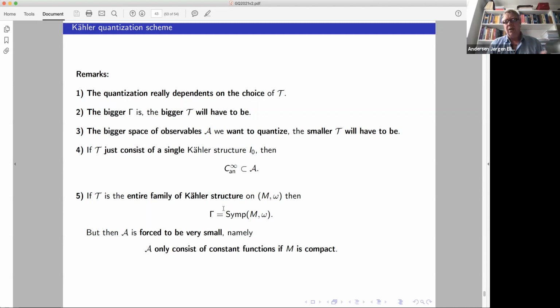And finally, the same thing goes with symmetry groups. If you want a huge symmetry, like all the symplectomorphisms of the manifold, then that will force T to be the entire family of Kähler structures. And so you get a huge symmetry group, but it will hurt you on the functions. That's what I'm saying here. Then A will only consist of the constant functions on M, if M is compact.